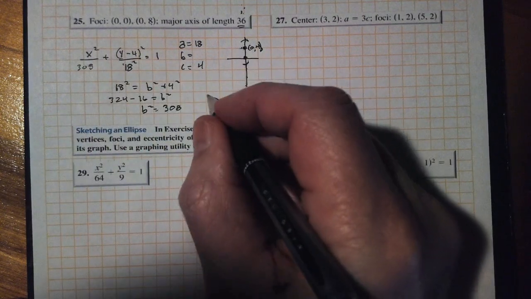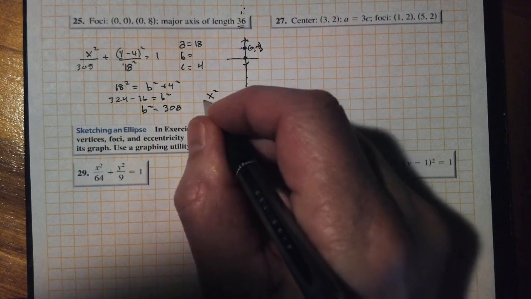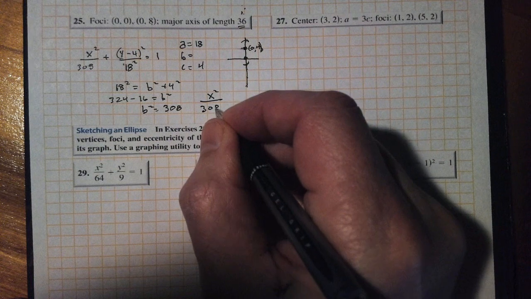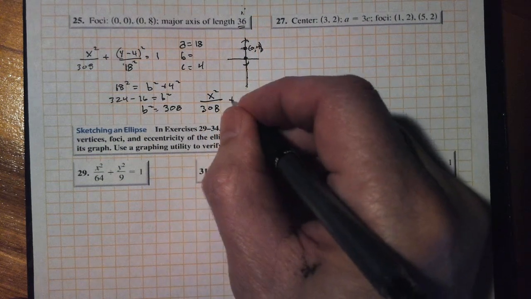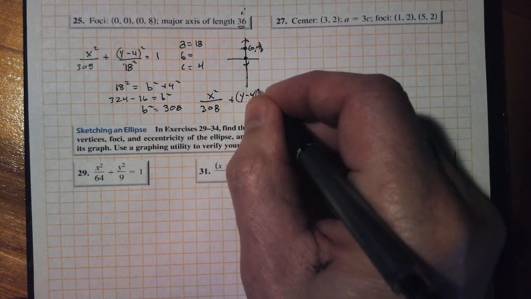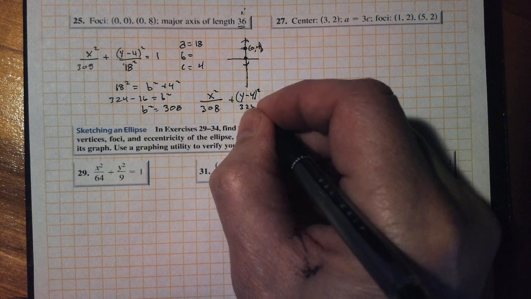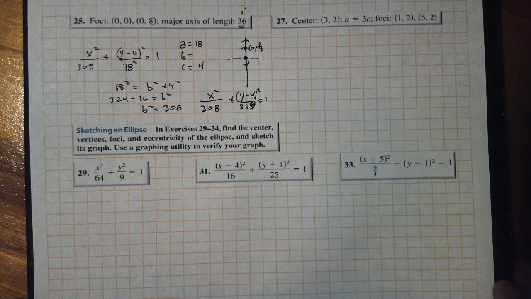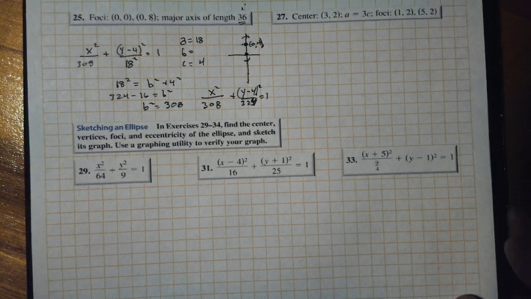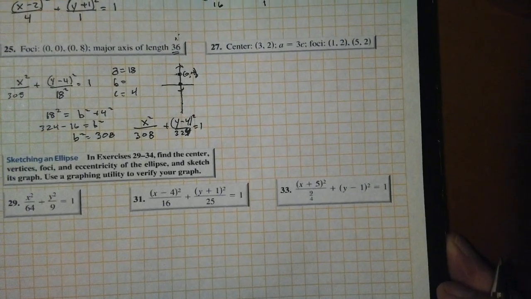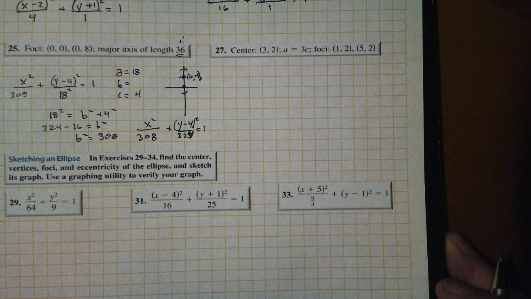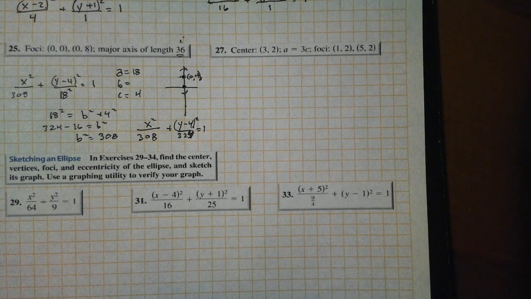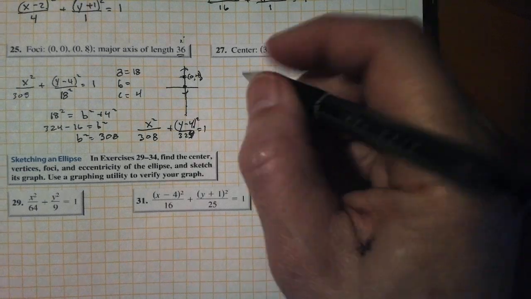If you want to clean that up a little bit, we get x squared on 308 plus y minus 4 squared on 324 equals 1. Okay, and this one, the center's at 3, 2, and then they say A is 3 times the length of C. All right, well, let's go with that.